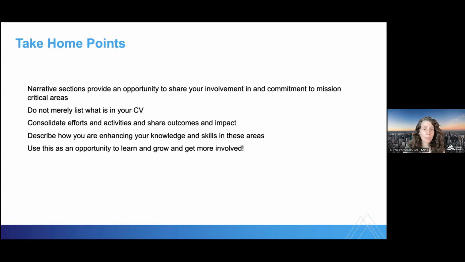Okay, so take home points. It's really an opportunity to share your involvement in detail and depth and commitment to the mission in critical areas. Don't just regurgitate what's in your CV, but really describe it, highlight the impact, consolidate efforts and activities, and share outcomes and impact, and describe how you are enhancing your knowledge and skills in these areas, as well as how you are enhancing the knowledge and skills for others.